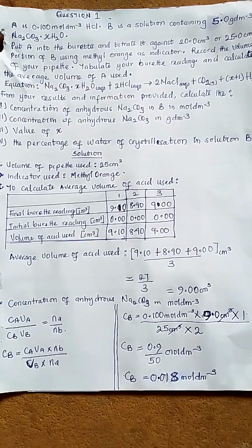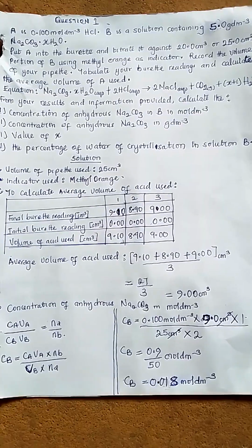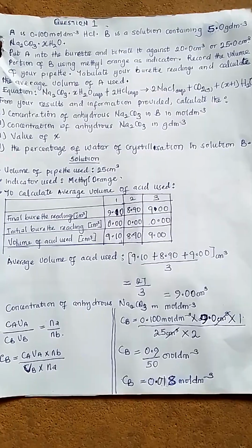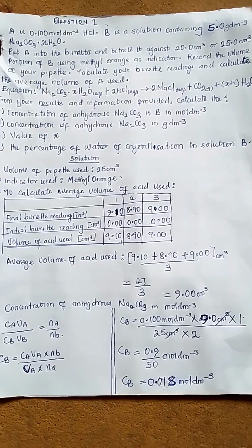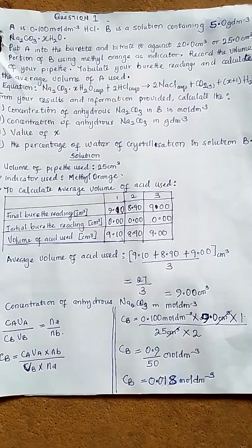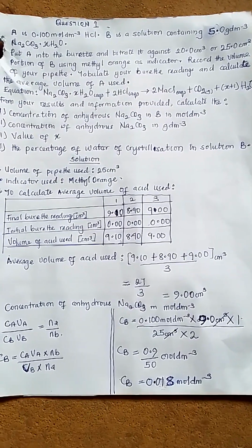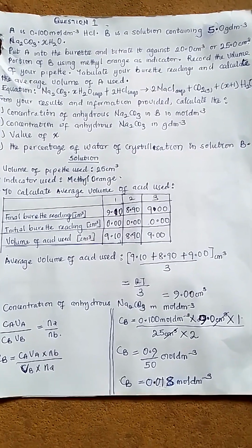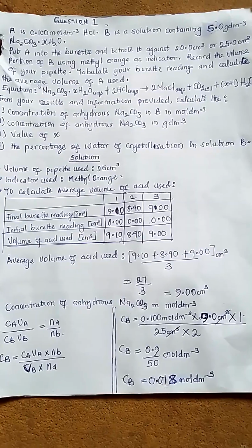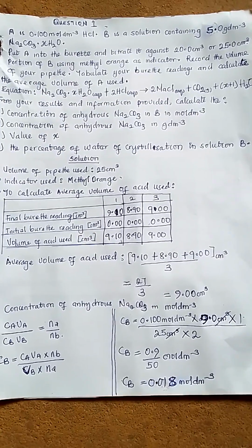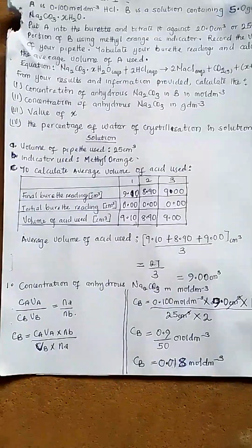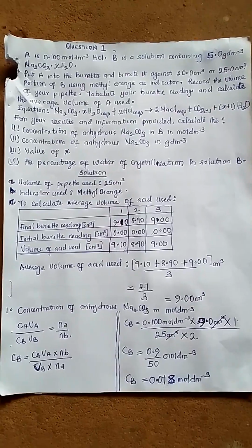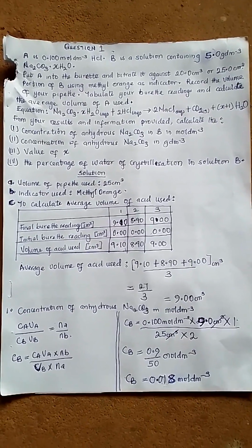We're here to talk about the volumetric analysis of WAEC 2003, which is between hydrochloric acid and hydrated sodium carbonate. Let's look at this question that will guide us and prepare us for what is to come. Question number 1 says that A is 0.10 mole per dm cube of HCl, which is hydrochloric acid. B is a solution containing 5.0 gram per dm cube of sodium carbonate.